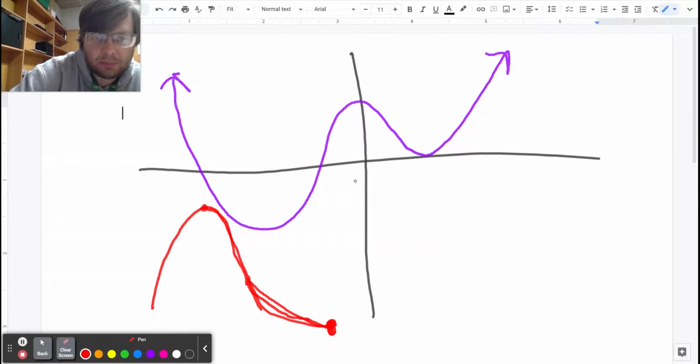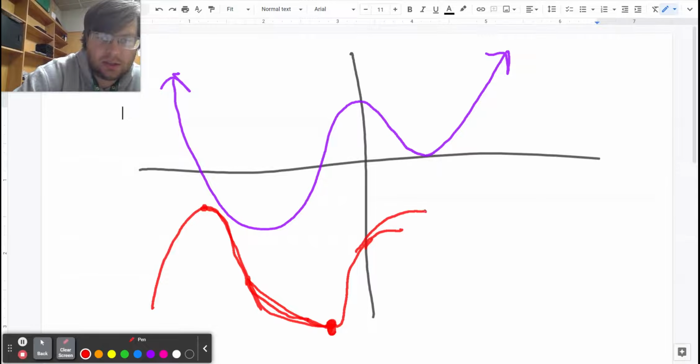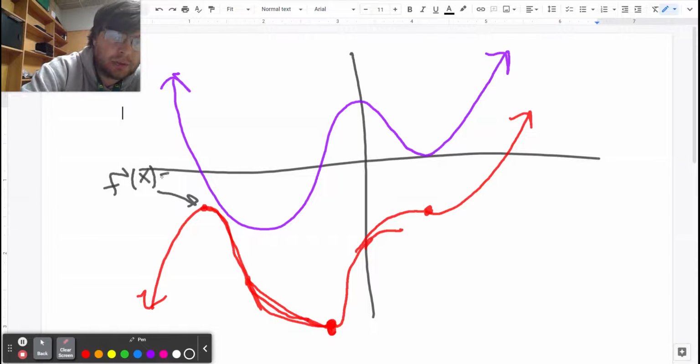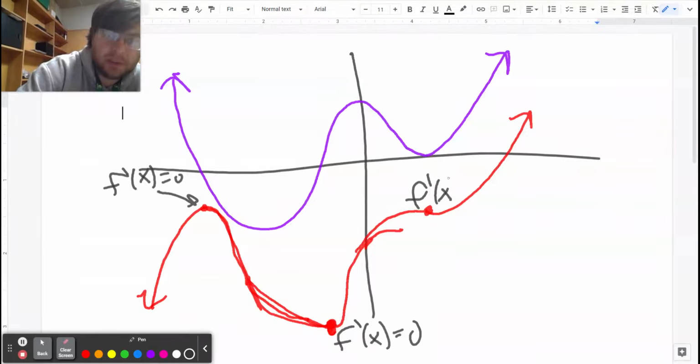Then the derivative is positive, so my red graph is increasing, increasing, increasing. Increasing still, flattening out here. Completely flat right below the x-intercept. And then the derivative goes positive again, so it increases, increases, increases. At this point right here, we have f prime of x equals 0. Here we have f prime of x equals 0. And here we have f prime of x equals 0.